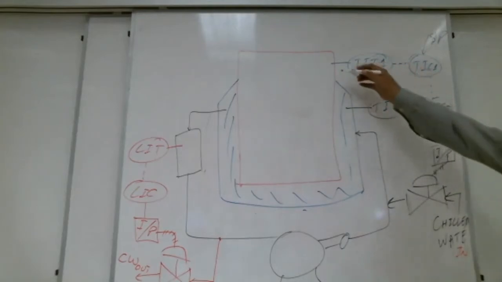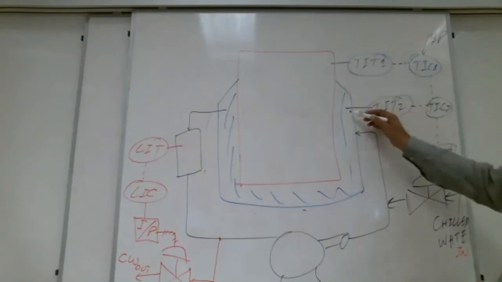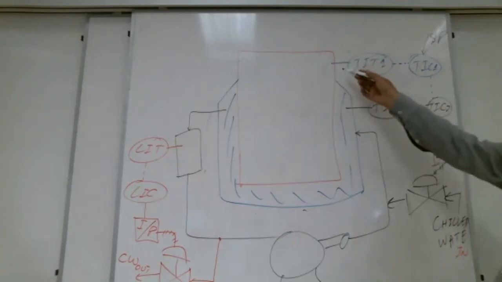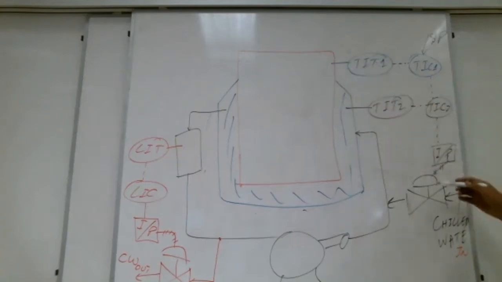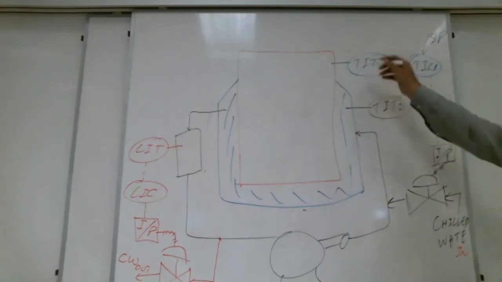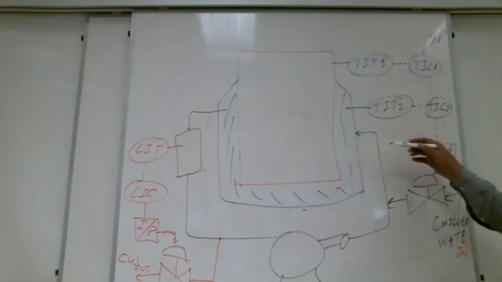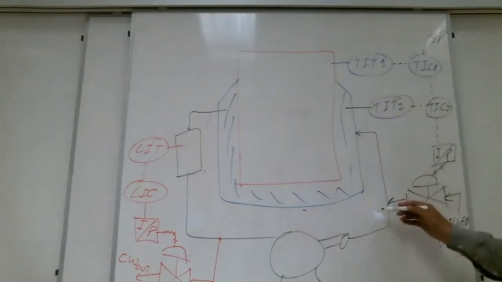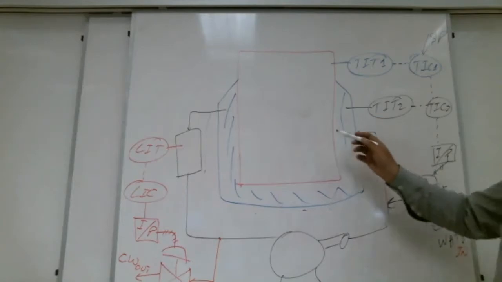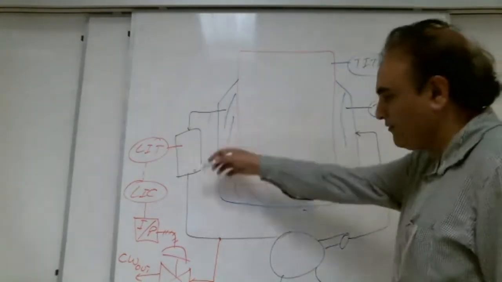We are measuring the temperature here, then we are measuring the temperature in the jacket. So if the jacket temperature is good, then this temperature will be automatically good. And if the temperature rises, it is not according to the set point, more chilled water will come. And it will circulate. This pump is circulating the water.